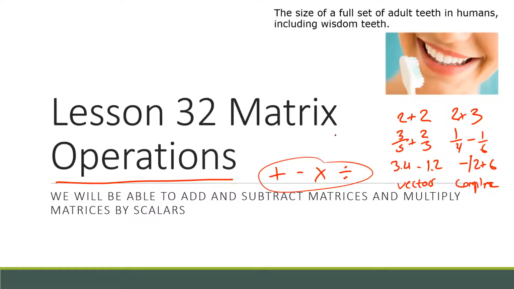Thanks. Okay. Now, lesson 32, by the way, the size of a full set of adult teeth, including wisdom teeth, is 32. I've had my wisdom teeth taken out when I was 19. Some of you guys may have had your wisdom teeth taken out as well. So, but yeah, 32 means the number of teeth.